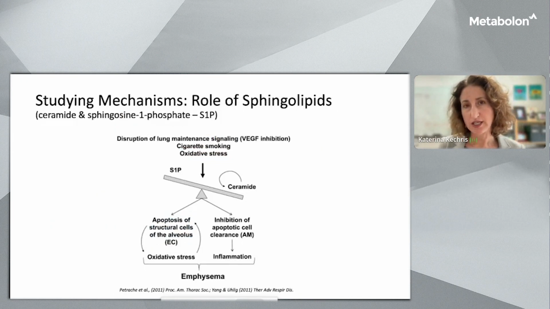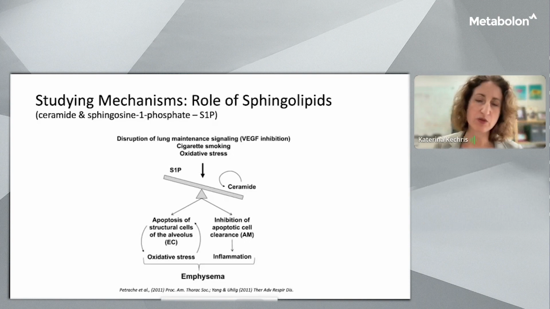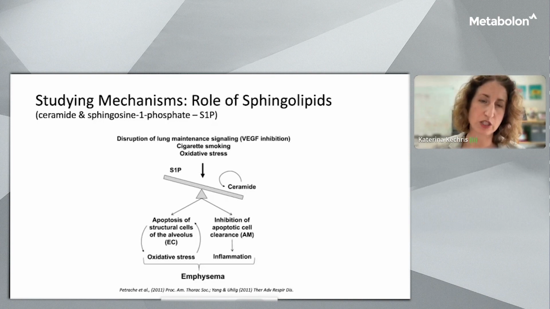As I mentioned, we started to get into more metabolomics. So I'll mention some types of mechanisms that are important in COPD related to metabolic processes. One is the role of sphingolipids, which is a class of lipids. And this has been well studied in COPD, especially two types, one called ceramide and one called sphingosine 1-phosphate, S1P, which are in an equilibrium. And due to smoking and other exposures, this equilibrium can become imbalanced and then cause oxidative stress and inflammation, leading to emphysema. So it's a very well studied metabolic process for COPD.